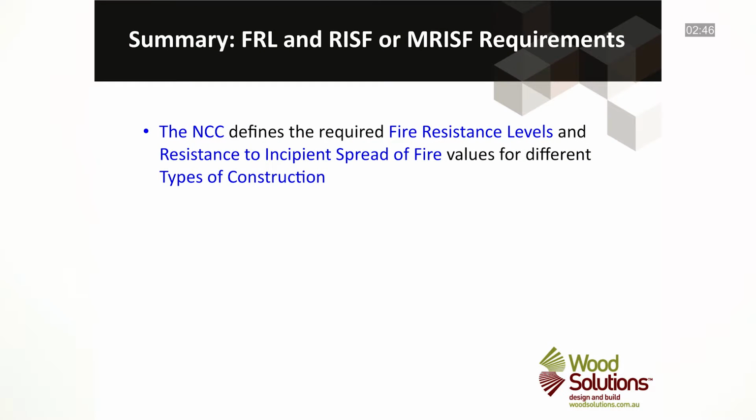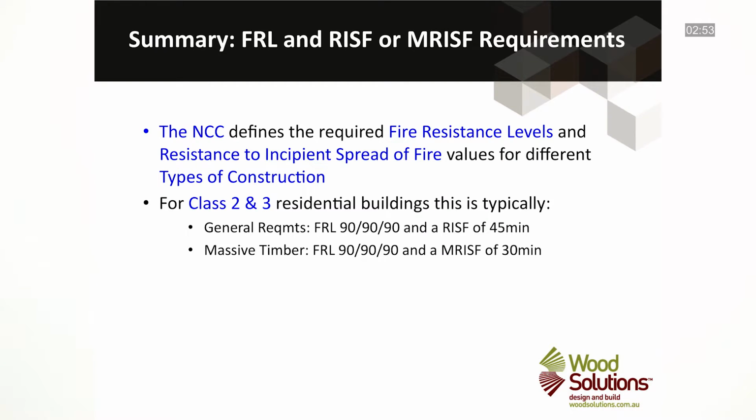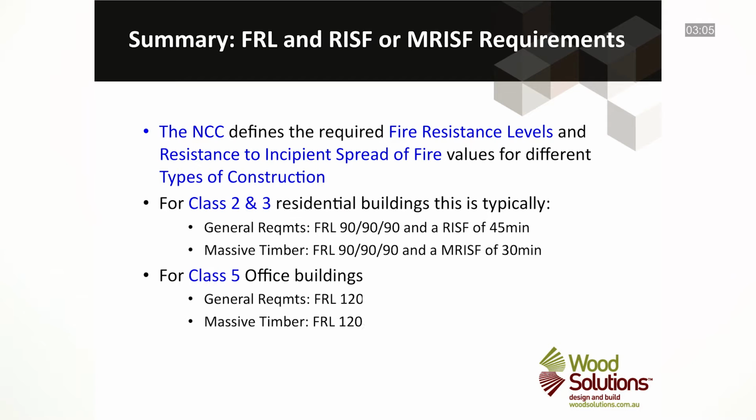So in summary, the NCC defines the required fire resistance levels and resistance to incipient spread of fire values for different types of construction. For Class 2 and 3 residential buildings, this is typically an FRL of 90-90-90 and an RISF of 45 minutes for the general requirements, and an MRISF of 30 minutes for massive timber. Whilst for Class 5 office buildings, the requirements are an FRL of 120-120-120, and an RISF of 45 minutes for the general requirements, or an MRISF of 30 minutes for massive timber.